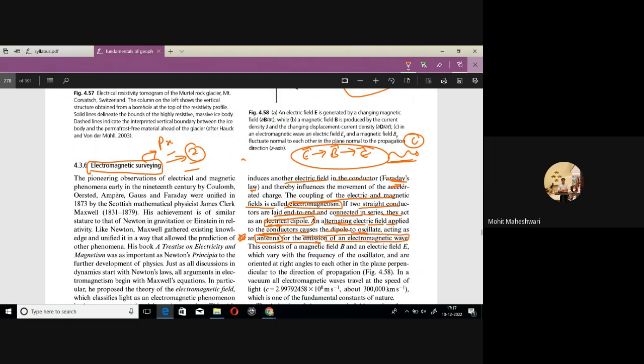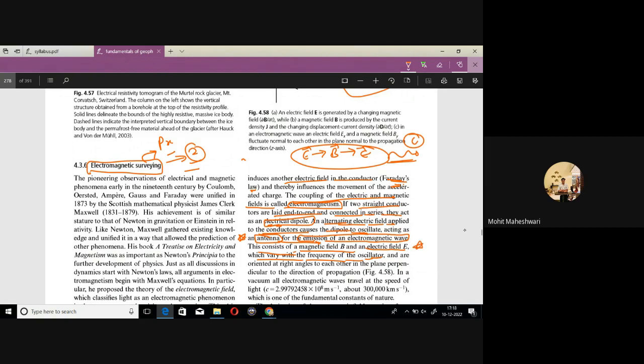So basically in electromagnetic surveying we have to use the electromagnetic wave, and this electromagnetic wave will be generated by the oscillating dipole, and this oscillating dipole will act as an antenna. Okay, so this must be clear to you. This electromagnetic wave will consist of one the magnetic field B and another the electric field E, which will vary with the frequency of the oscillator. This is a very, very important concept.